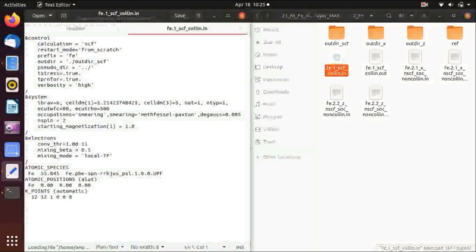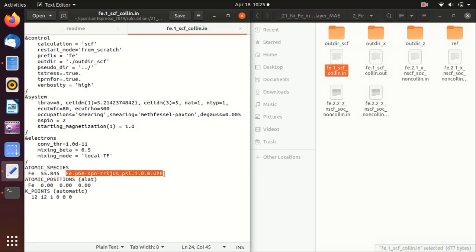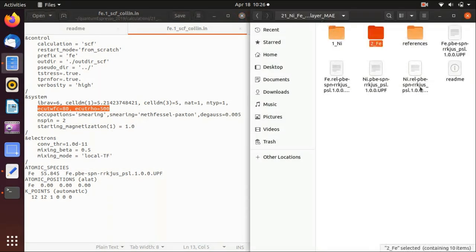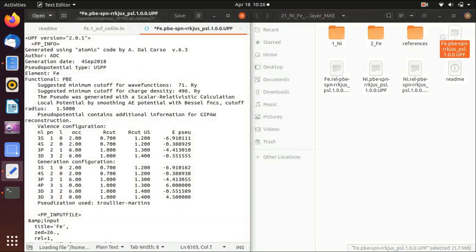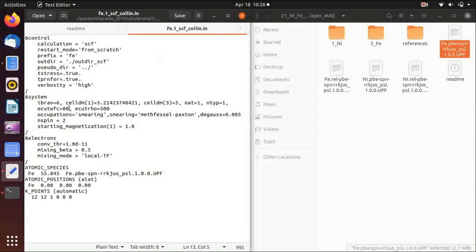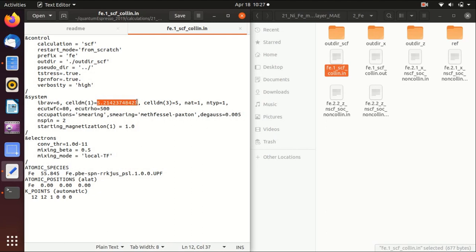And this is the first step, the input file. Change it to iron, and the pseudopotential for iron, and you must use ultra-soft pseudopotential. And for those two values, we can actually read out from the pseudopotential. Let me show you. Put the pseudopotential here, and yeah, here you see that's 70, 500, yeah. So we use 80, 500 to make it safer. And the lattice parameter here, we use the bulk value.